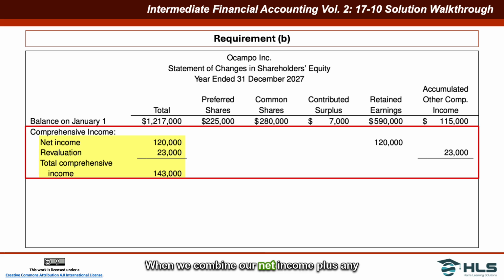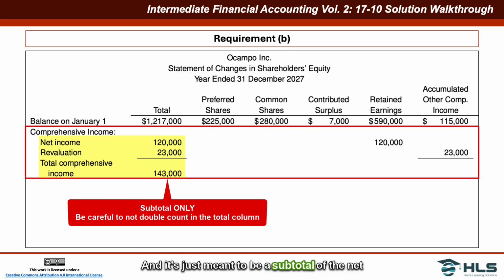When we combine our net income plus any changes in OCI, that gives us a total comprehensive income amount. So in the total column, $143,000. We don't include that total in any of the other columns, and it's just meant to be a subtotal of the net income plus any OCI revaluation. So make sure you don't double count that amount in the final total calculation for this column.